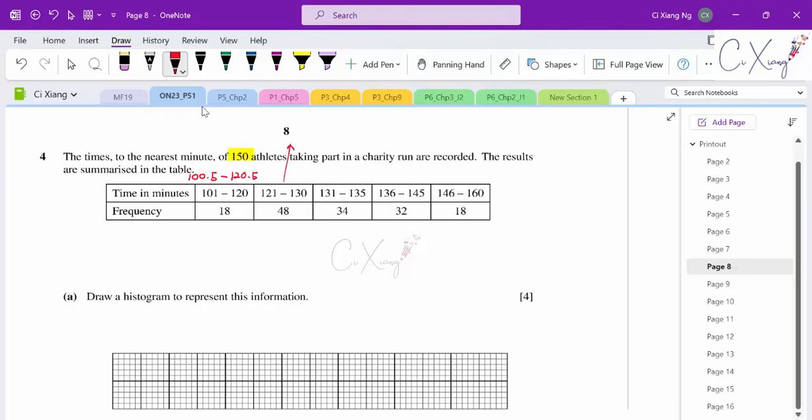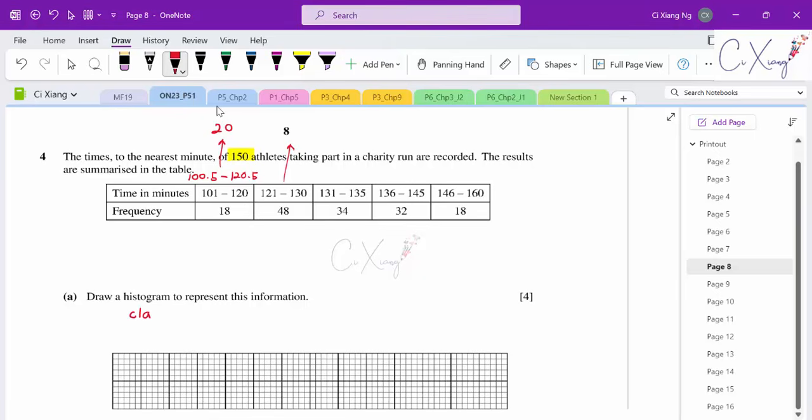Okay, so after you get all the class boundaries, then you can get the class width. For the class width, you can get it from the class boundary. You cannot get it from the class limit. 101 until 120 is the class limit, so you cannot use it to calculate the class width. You have to use the class boundary to calculate the class width. So to get the class width for the first class here, it will be 20. So 120.5 minus 100.5.